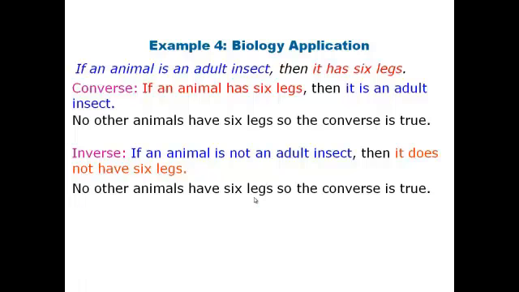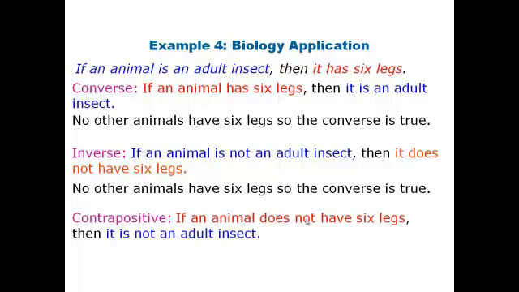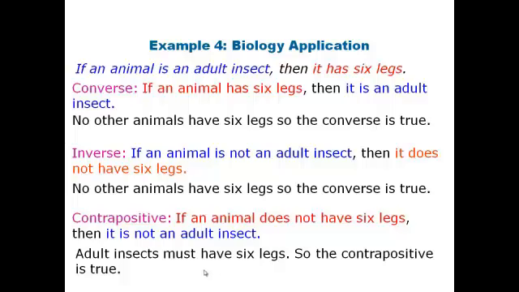Okay? Oh, I keep getting ahead of myself. I'm clicking too quick. Now, the contrapositive. Remember, that's when we flip it and we say it's the negation of it. So we'd say if not Q, then not P. So we're flipping it has 6 legs over here, but we're also saying that it doesn't have 6 legs. So it's going to be if an animal does not have 6 legs, then it is not an adult insect. Okay, and adult insects must have 6 legs, so the contrapositive is true. In this case, all 4 statements are true, but that doesn't always happen.